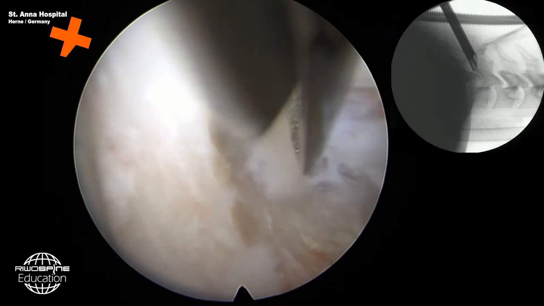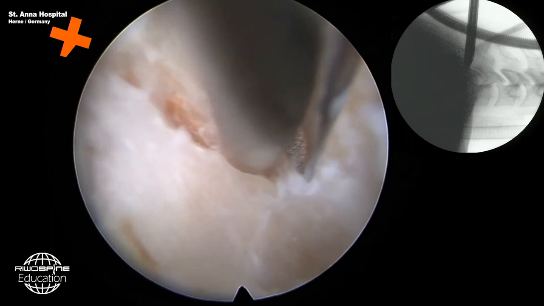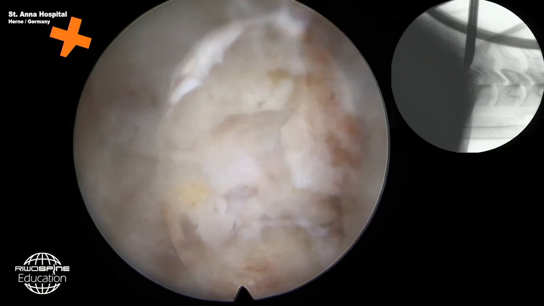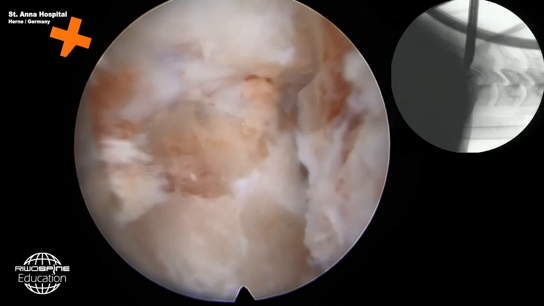My X-ray again. Good, then the fine rongeur again please. And you can clamp in the diamond. So, that was the resection of the first layer of bone. Now we do fine-tuning with the diamond drill.